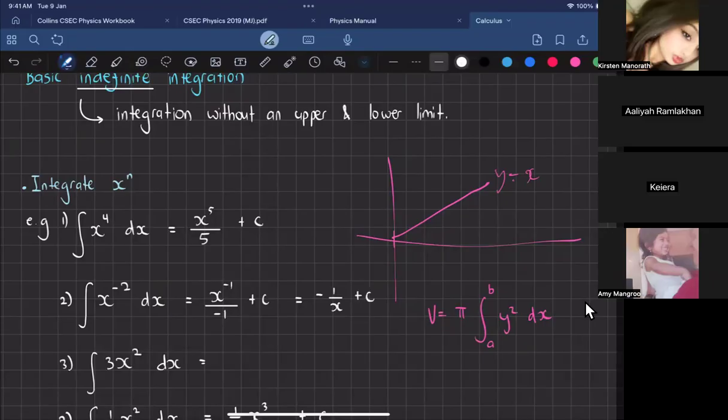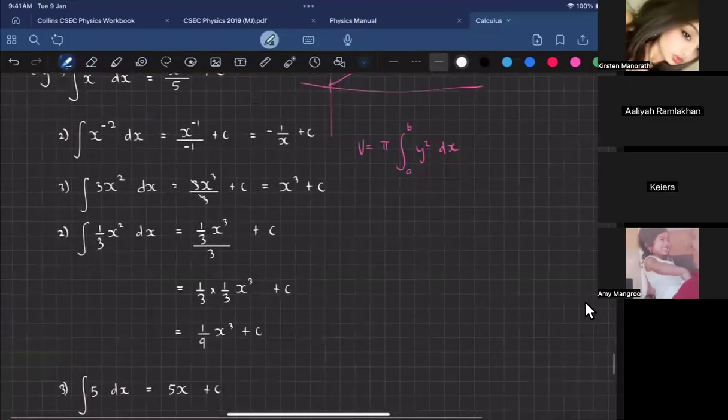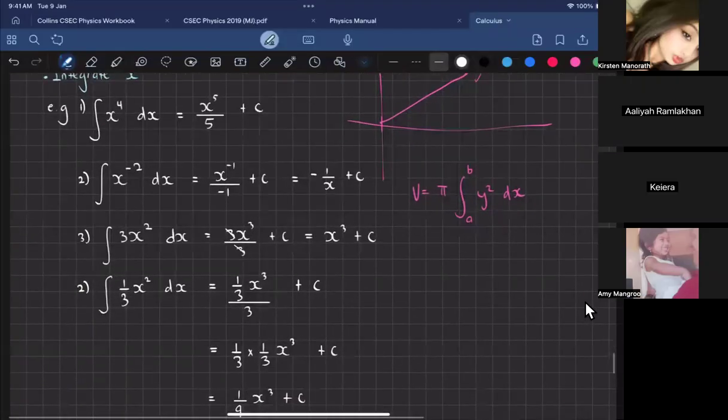Awesome. And last one. Last one, we add 1 to the power, divide by that new number. The 3 and the 3 would cancel off. So we really have x cubed plus c. So you're 100% okay with that, right? Yeah. Right? And I'll allow you all to copy that down.